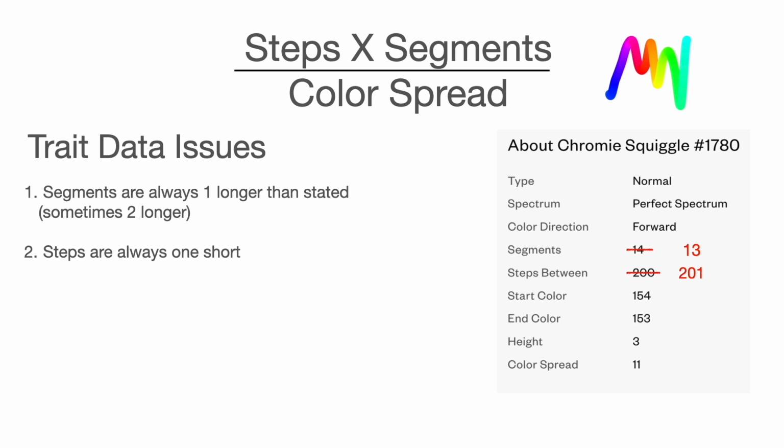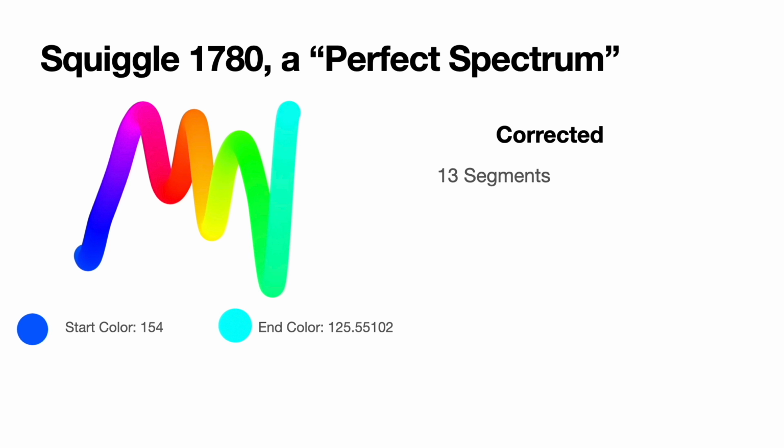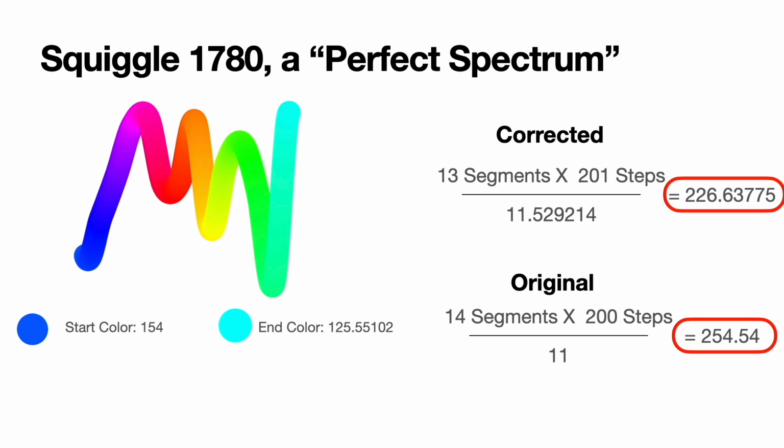Finally, the color spread. The color spread values we're using are oversimplified. They were rounded down. In reality, there are 254 decimal precise possibilities for color spread. For example, the perfect spectrum we've been looking at has a color spread of 11 listed as a trait. In reality, the spread is 11.529. Here we have the formula with the corrected data, 13 segments, 201 steps, and 11.52 spread equals 226.637. Quite a ways off from the original equation's 254.54.